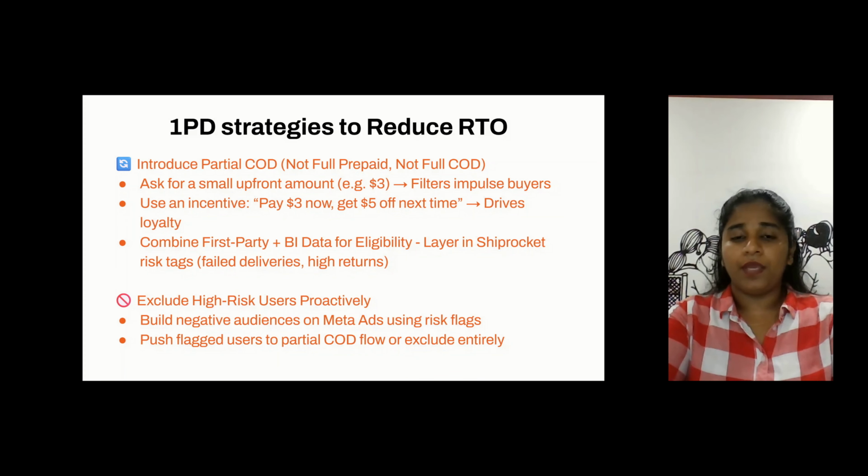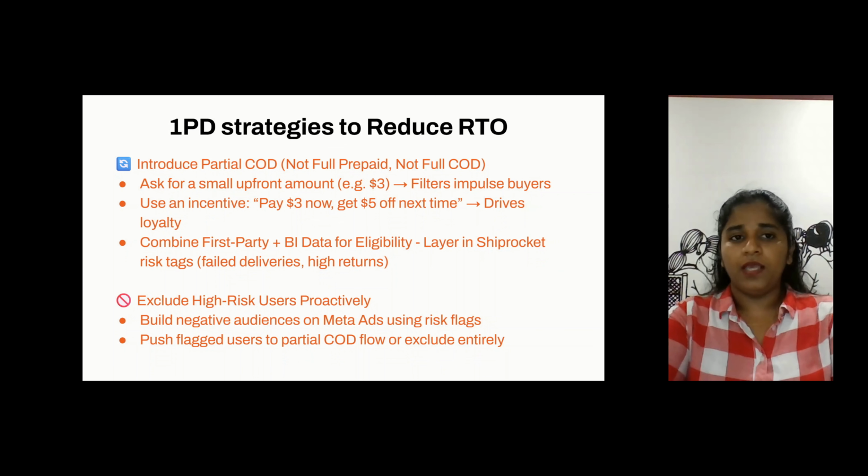So, first up, introduce partial COD. Let's face it, not everyone trusts prepaid, especially in Tier 2 and Tier 3 regions. But blocking COD altogether, that's too risky as well. So, here's a smarter play: introduce partial COD. You ask for a small token amount, say $3 at the checkout. Only high intent users will pay that and proceed.